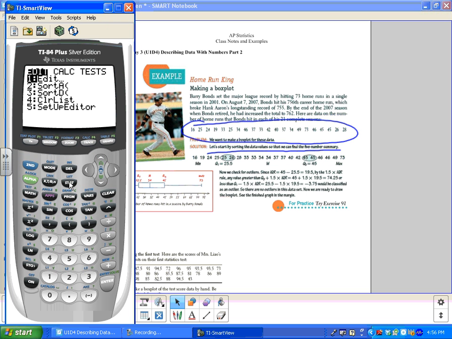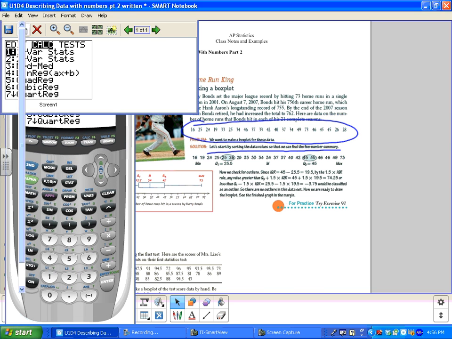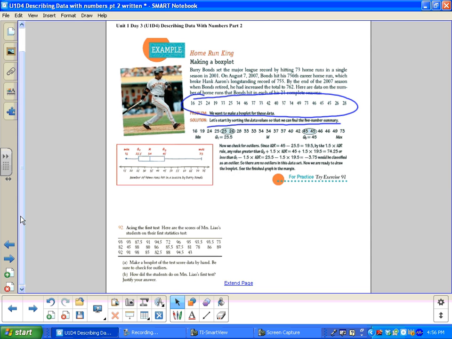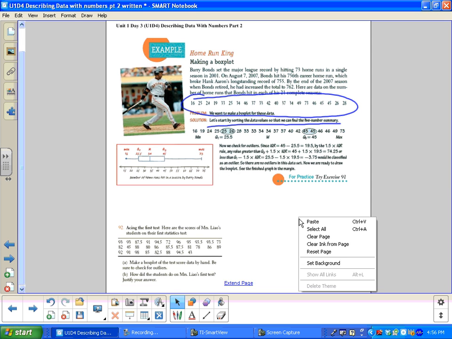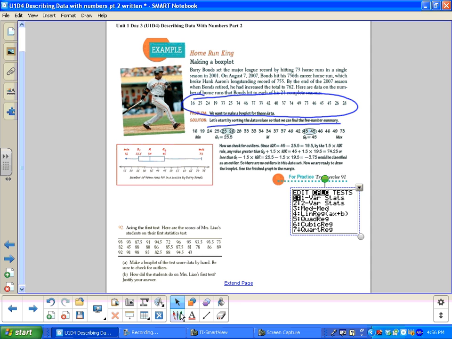But what we're going to do is we're going to go over to calc, because we want to calculate this 5-number summary. And what we're going to be using today is this first function, 1-Var Stats. So we have stat calc. I'm going to take a screenshot of this, and then I'm going to paste it over here, so you'll remember. So this right here is what we want. This 1-Var Stats. This is what we're going to be working with all day.